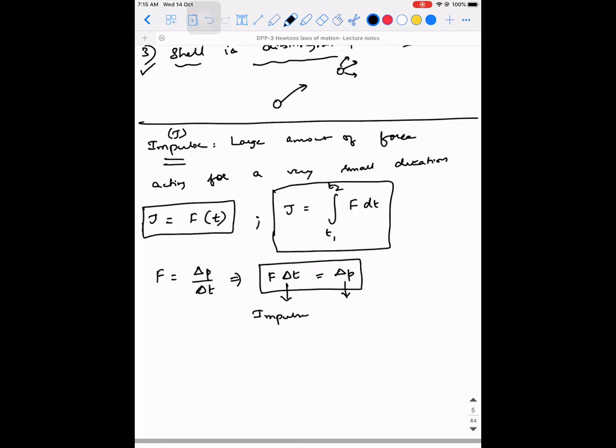So F into delta T is equal to delta P, which means impulse is equal to what? What is delta P? Change in momentum. So here one important point to keep in mind is that the rate of change of linear momentum is force. If it is only change in momentum, it is impulse. Please make a clear note of these two. Am I clear, guys? So impulse is always equal to change in linear momentum, and this is called the impulse momentum theorem.